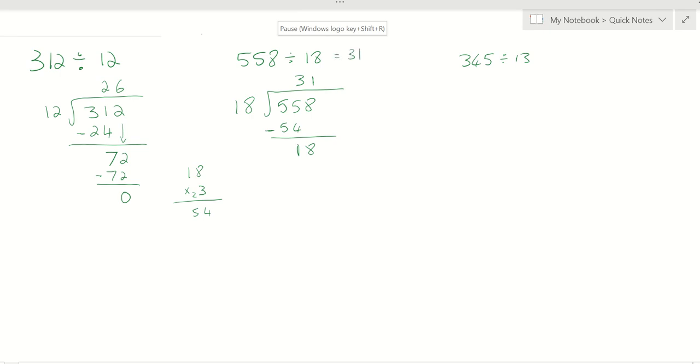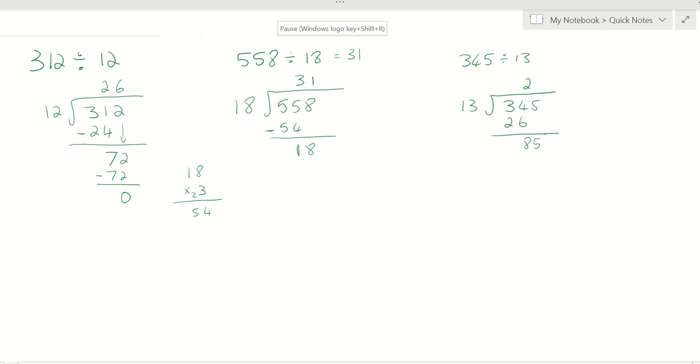Right, now this last one is not perfect. That means that 13 is not going to go into 345 a whole number amount of times. So let's look at how we do that. So we have 345 and we're dividing by 13. So does 13 go into 3? No, it doesn't. Does 13 go into 34? Yes, it does. There'll be 2 of them. 2 times 13 is 26. So the leftover here is 8.